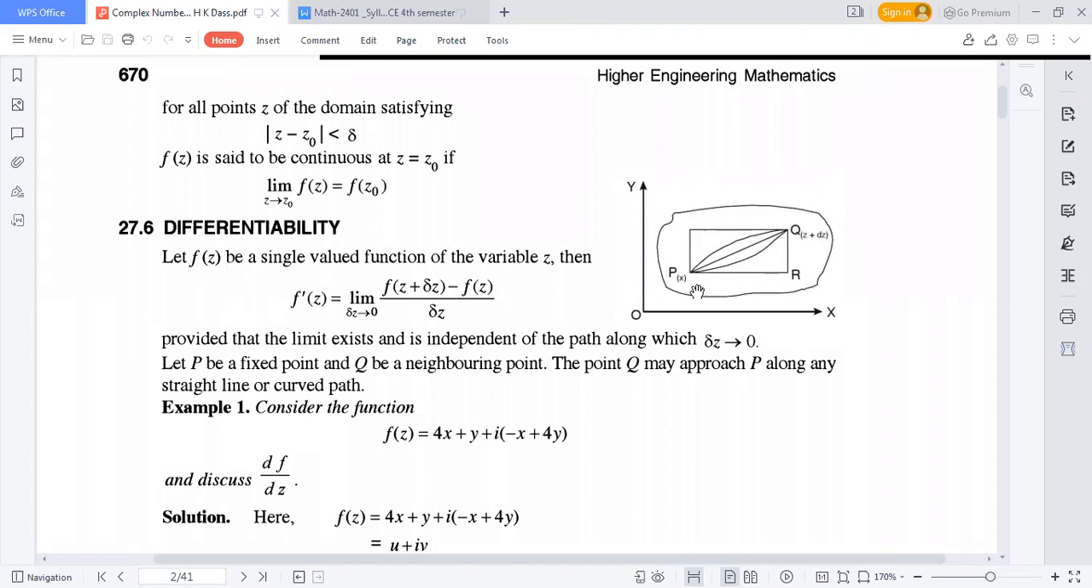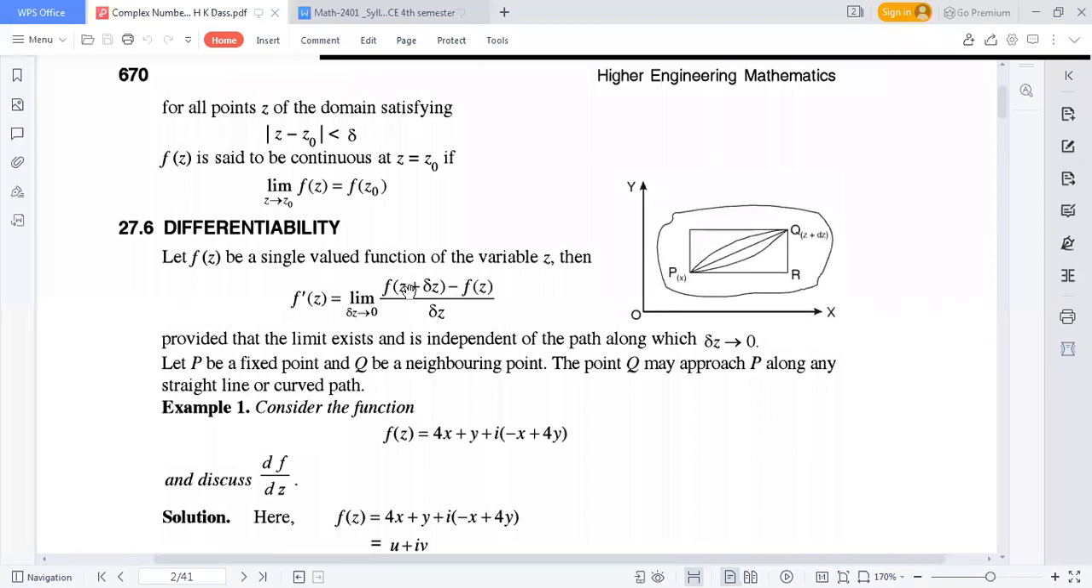Let P be a fixed point. Suppose there is a point P, and this is the geometrical interpretation. P is the point, and another point is Q. Suppose their functional value is Z. So at Q, the functional value will be Z plus dz, right? Now, what will the functional difference be? The functional difference is f of z plus del z minus f of z.